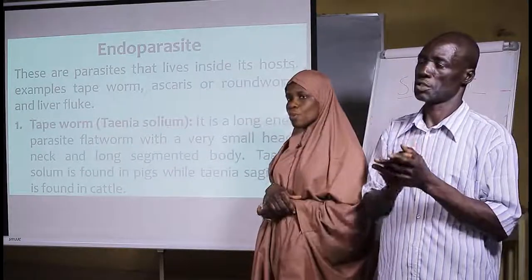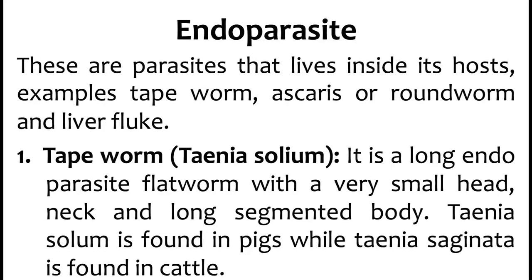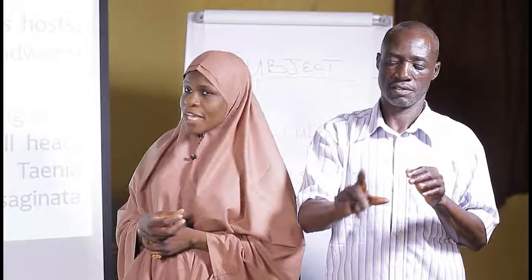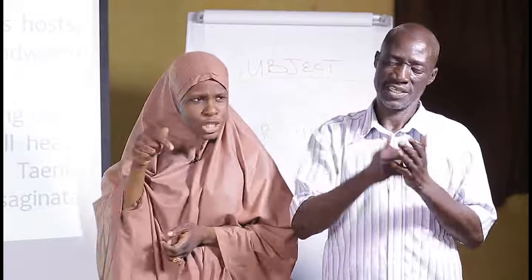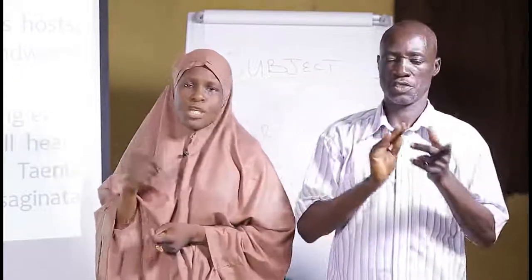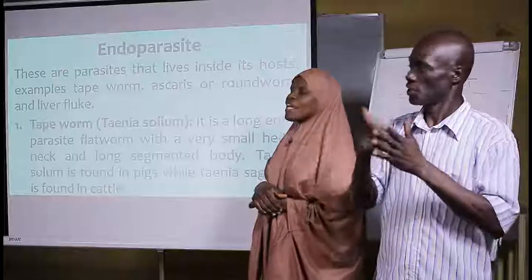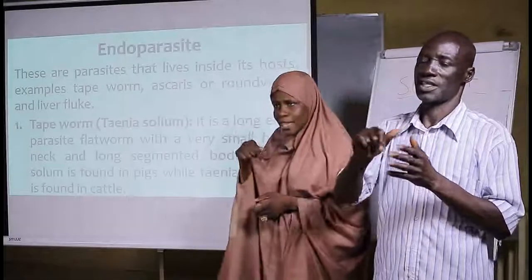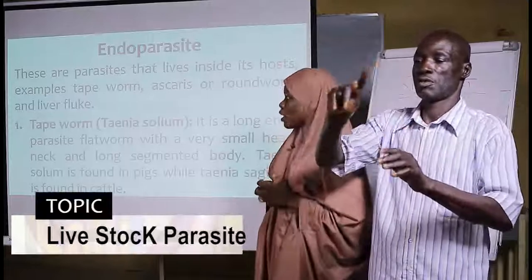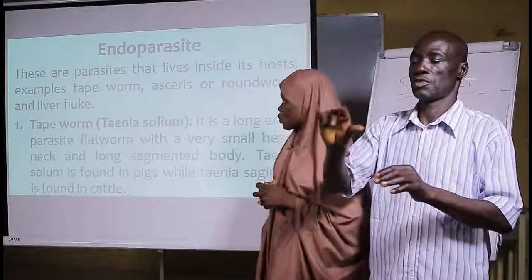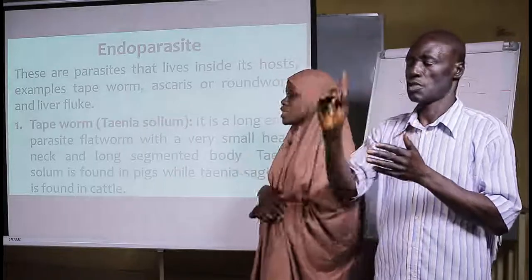Now let's look at the endoparasite. These are parasites that live inside their host. Examples of endoparasites include tapeworm, ascaris or roundworm, and liver fluke. As I earlier mentioned in the definition, parasites are organisms that live either on the body of the host or right inside the body of the host. So these endoparasites are the parasites that live right inside the body of the host. Examples include tapeworm, roundworm, liver fluke, etc., which we are going to take one after the other. The first one is tapeworm.